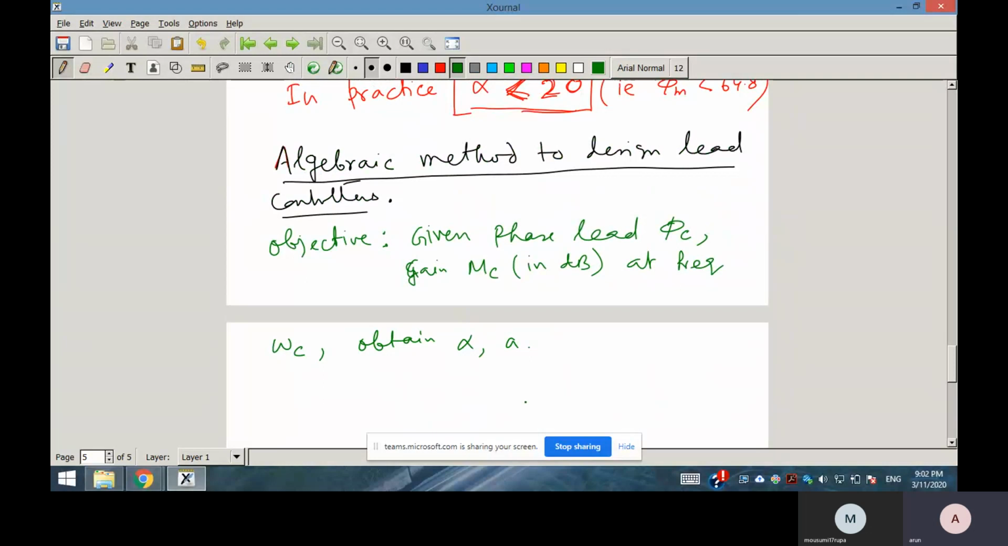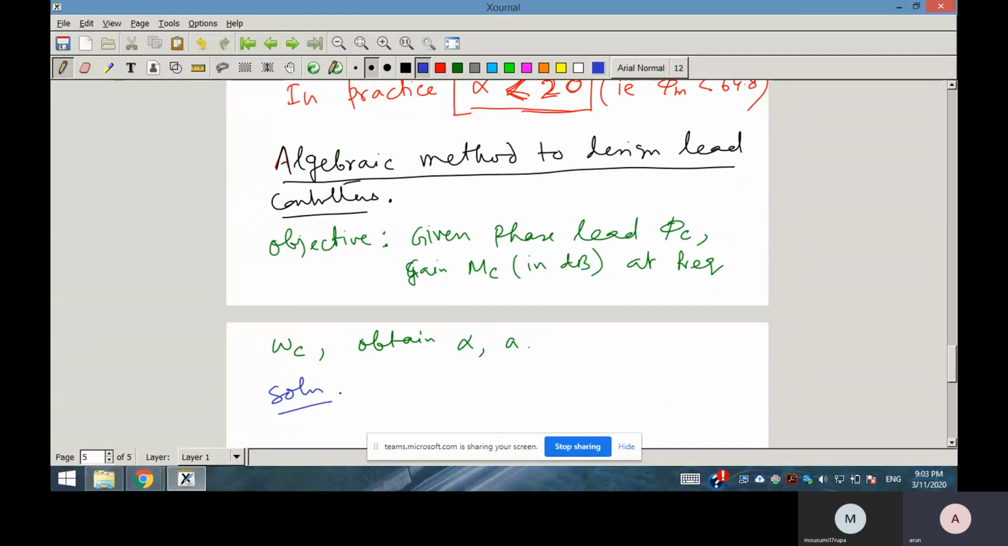We are supposing that we will be given the amount of phase lead you need. How to determine how much phase lead is needed, how much gain is needed, and at what frequency, that is a different problem that we will consider later. Now we consider that how much phase lead and how much gain amplification is needed, and at what frequency, are given. So we have to determine the parameters of the normalized part of the controller, that means alpha and A.